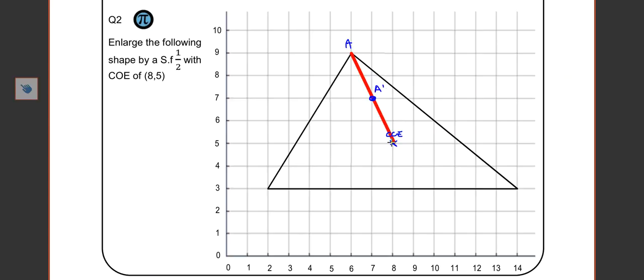I'm going to go to this point out here. So instead of B, I'm going to only do half of it. So B dash is there. I'm going to go out to point C. I'm only going to do half of it. So C dash is there.